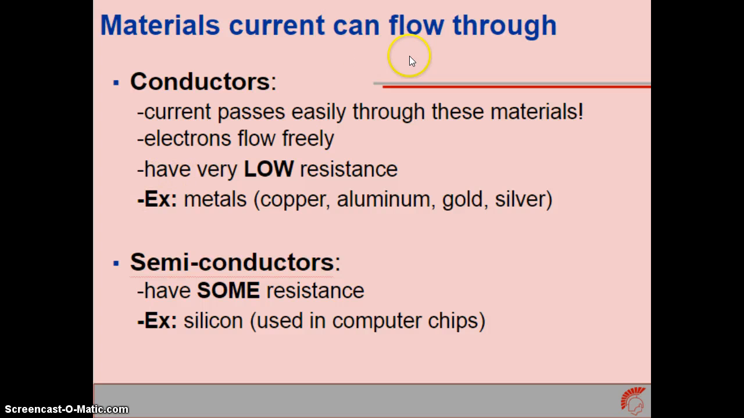So materials that current can flow through. Conductors. These are where currents pass easily through them. Electrons flow very freely, right? The valence electrons we referred to when we studied atomic structure. The following materials have very low resistance, right? Metals, copper, aluminum, gold, silver. These are the metals that comprise wires or any type of electrical conduit systems. Semiconductors, they have some resistance. Silicon, these are what are used in computer chips, right? Silicon Valley kind of made silicon computer chips, kind of put them in the limelight.